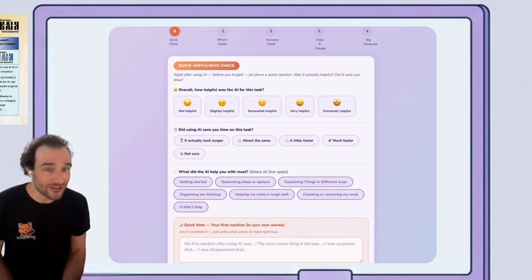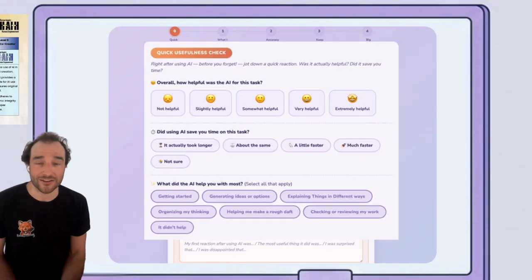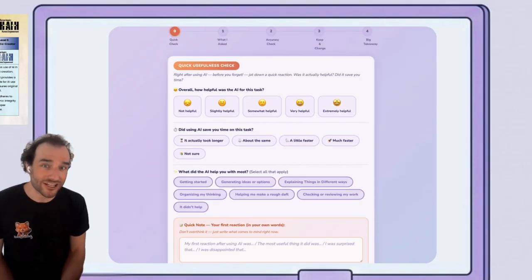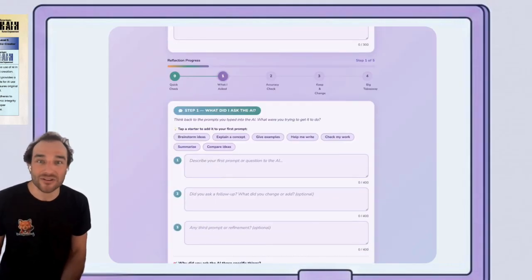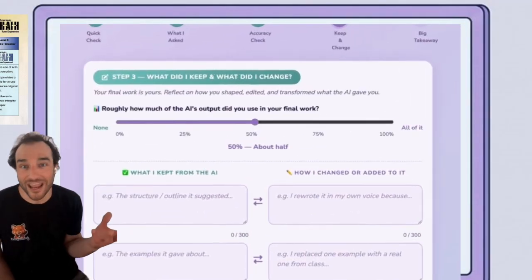Have students reflect on usefulness. After using AI, they can make a quick note. Was this helpful? Did it save time? Did it support them in achieving their learning goal? If AI is involved in their process of creation or demonstration of extended thinking, students can evaluate how they got there. What did they ask the AI? How did they know its responses were accurate and useful? And what did they keep and what did they change?